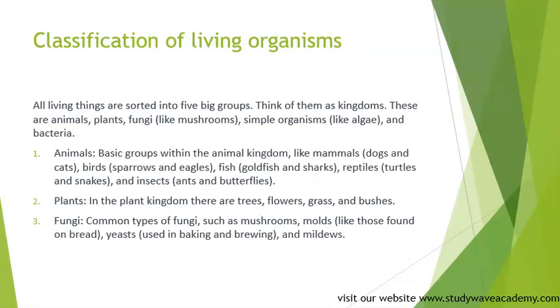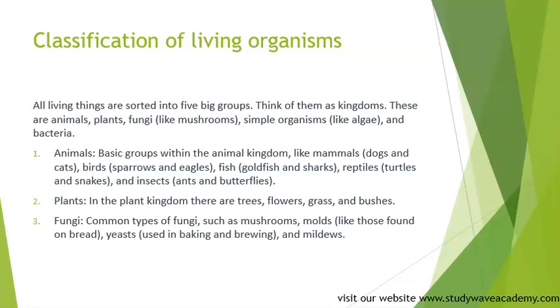We're going to move over to the classification of living organisms. All living things are sorted into 5 big groups. Think of them as kingdoms. These are animals, plants, fungi, simple organisms, and bacteria.